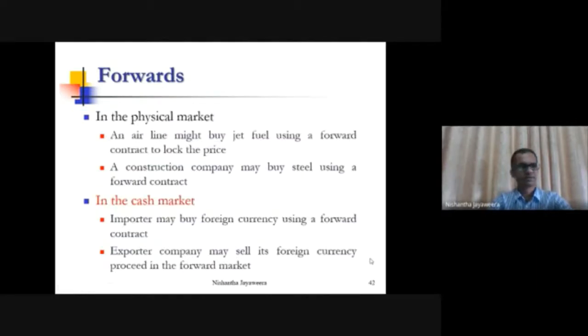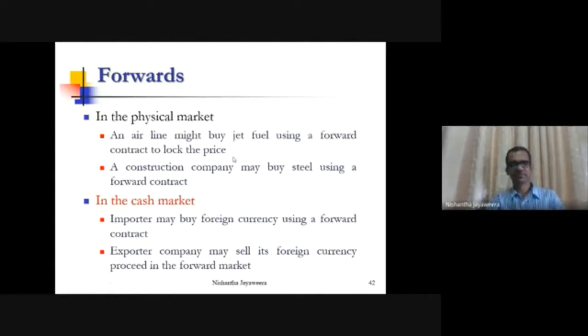So again, forwards, this is just a few examples of how these forwards work in the physical market. That means where you have a physical good to buy or sell. In the cash market, it means purely financial instruments which settle in cash. So in a physical market, an airline may enter into a forward contract to buy jet fuel, to lock the price.